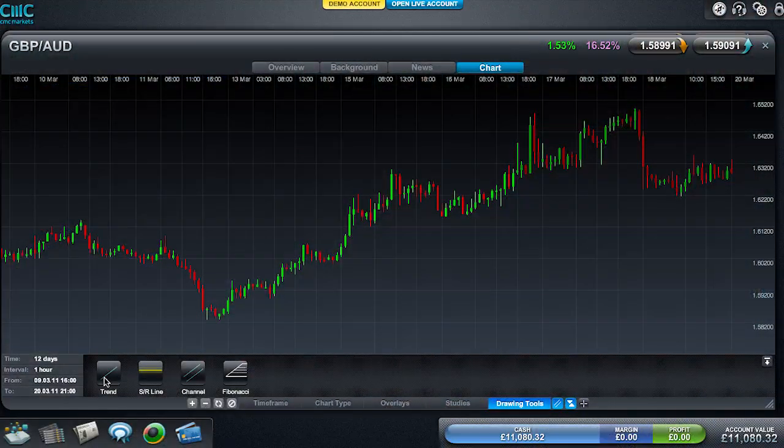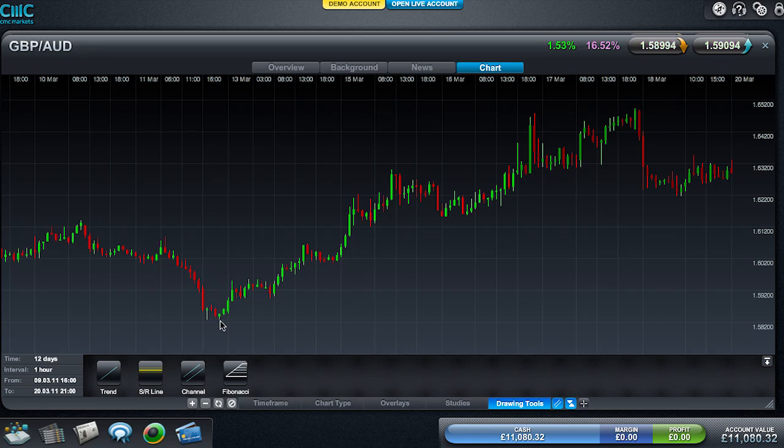So there's a couple of different trend lines that you can draw on your charts. The first one is an uptrend, and obviously the second one is a downtrend. In this example on the pound versus the Australian dollar, we can see that the market's moving upwards. But when we draw in a trend line, that will give us a bit more clarity as to where that trend line is.